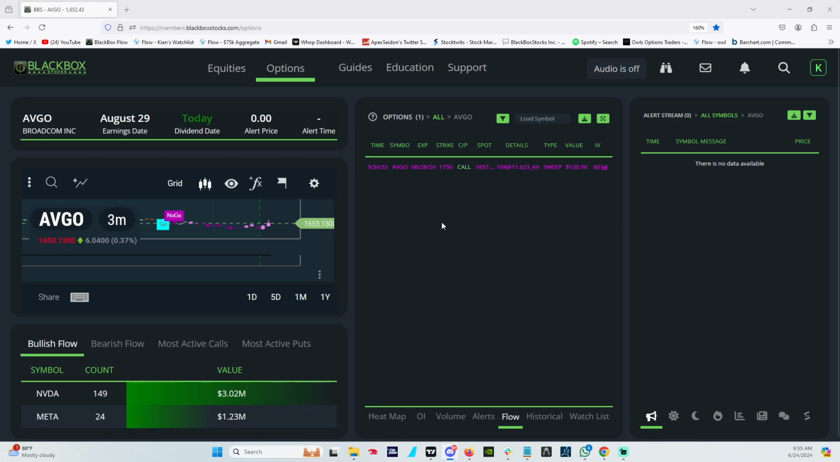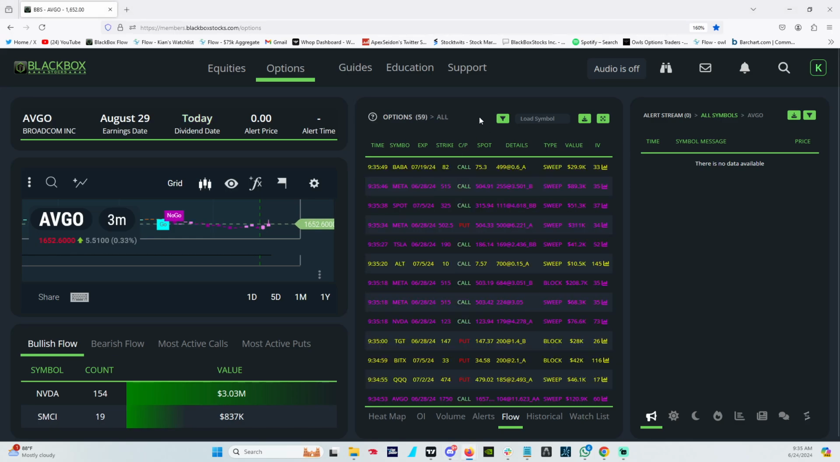So yeah, they're literally paying above the ask. They don't care about the market price. They're super bullish. They're super confident in this trade. They're gonna buy it regardless. So that's a very bullish trade on Avgo. But that's basically it, right?